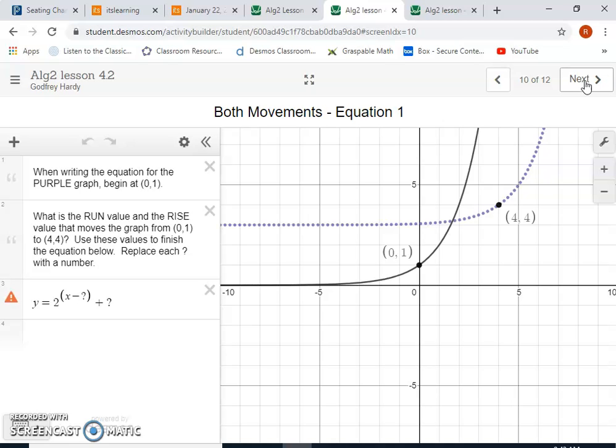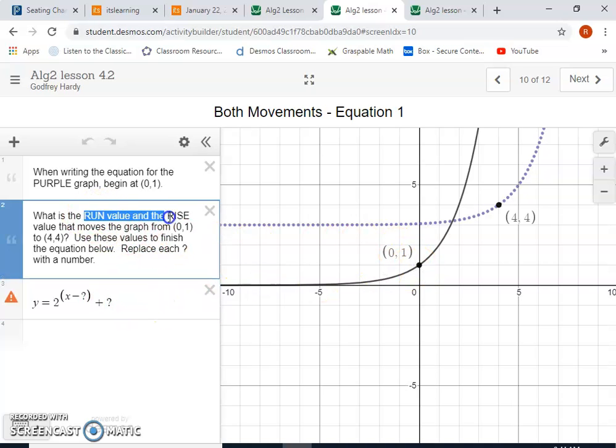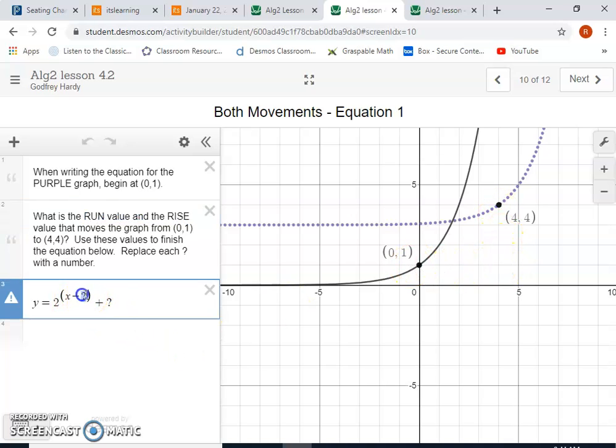When you get to the last 3 screens, you're being asked to do both movements. And so that means you're going to place a number inside the parentheses with the x and then outside the function. So make sure, again, you're only replacing the question marks. My suggestion here in trying to figure out the numbers is to think of slope, rise and run. So if I start here at 0, 1, the run value would be 4 and the rise would be 3. So think of those 2 numbers as the critical numbers in helping you determine what numbers go in place of the question marks.